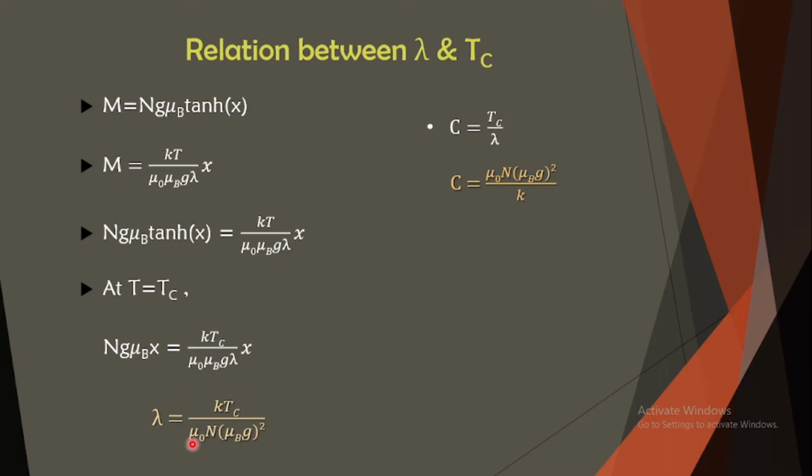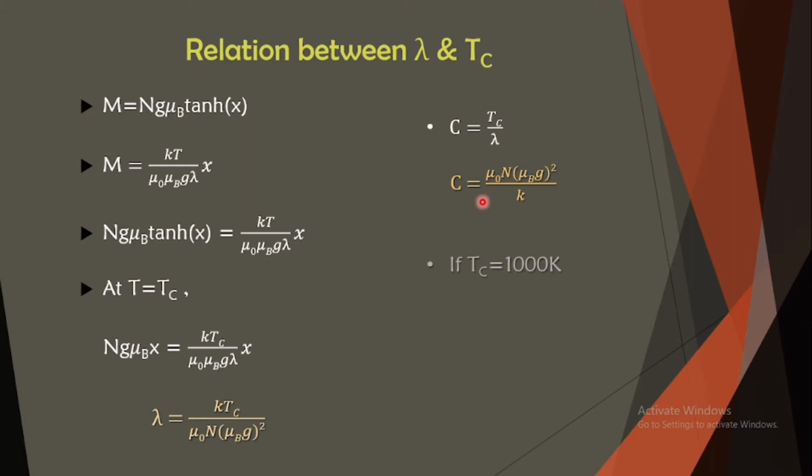So if we know the value of transition temperature, easily we can find out the Weiss constant lambda, and generally we say that the transition temperature of ferromagnets is almost equal to 1000 Kelvin. That is, for iron it is 1043 Kelvin, whereas for cobalt it is 1393 Kelvin, etc. So by substituting the value of Tc, lambda can be determined. And if we take the ratio of Tc by lambda, we get the Curie constant.